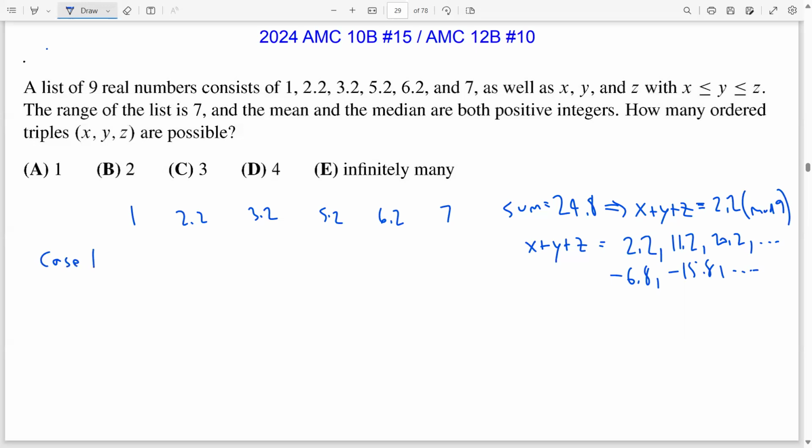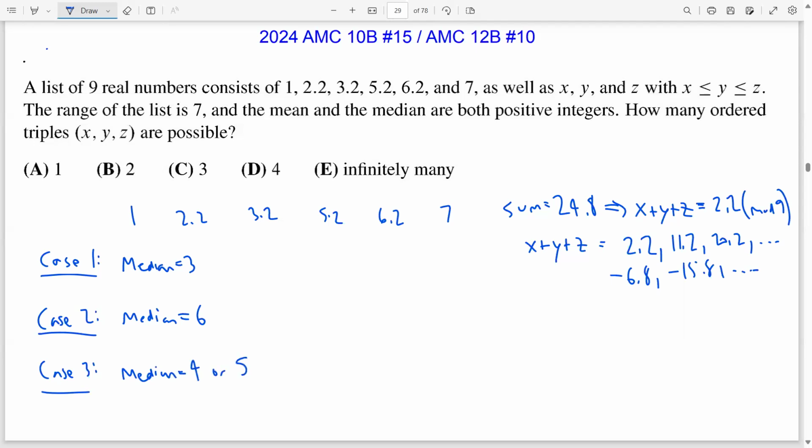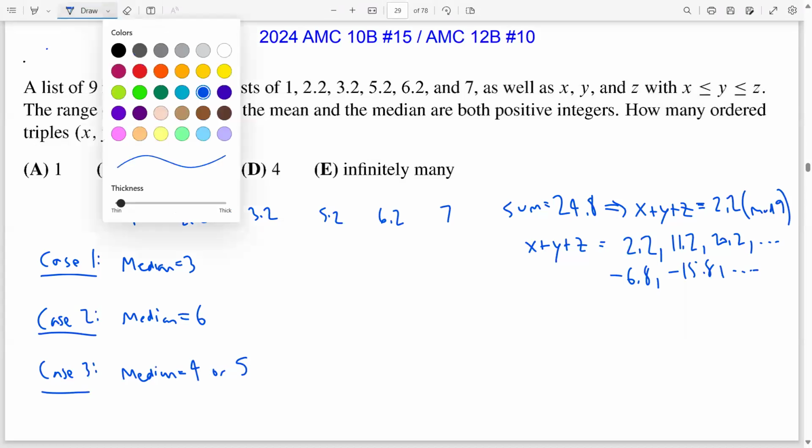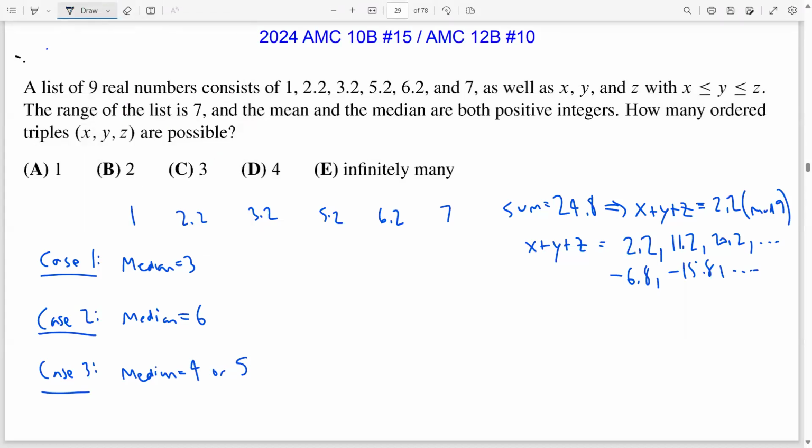So we'll start with our first case. The first case is if the median is 3. The second case is if the median is 6. And the third case, we'll group as a separate case where the median is 4 or 5. So let's take a look first where 3 is the median.